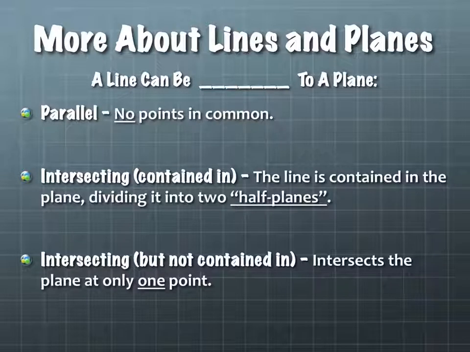Another possibility is that we have my ceiling as my plane, and then the line would be something like this edge that goes all the way from the floor to the ceiling. It intersects the ceiling, but only at that very corner point. It's not inside of the ceiling. The line is on the outside of it, but it does cross through it. So those are the ways that we can have line and plane comparisons.